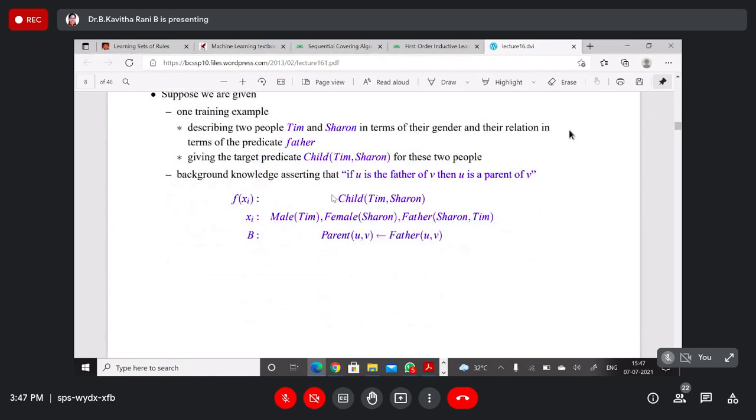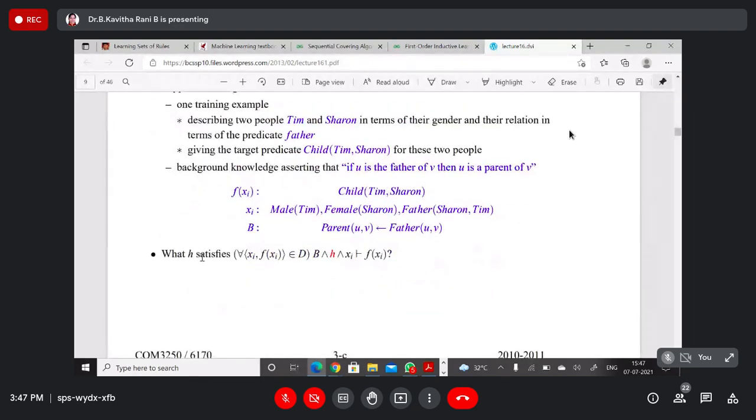So f of x, what is our target concept here? Child(Tim, Sharon), that is, Sharon is child of Tim. So this is our prediction. This is our target concept. So here Tim is male, Sharon is female, father is Tim. Tim is father of Sharon. Okay, so this we have predicted. Parent(U, V) can be written as Father(U, V).